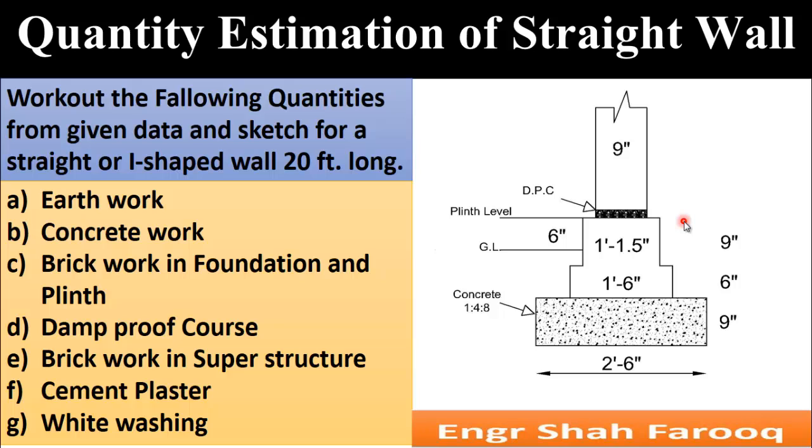Dear friends, today we are going to discuss a very basic topic of quantity surveying and estimation, that is quantity estimation of a straight wall or I-shaped wall. Practically, in buildings these types of walls are not commonly used, but I have selected this simple wall for the purpose of learning properly the basic concept of quantity surveying and estimation.